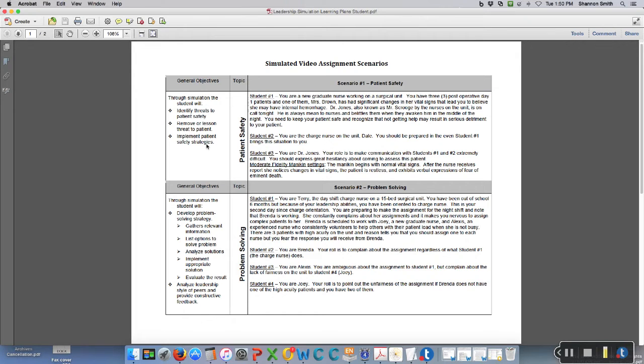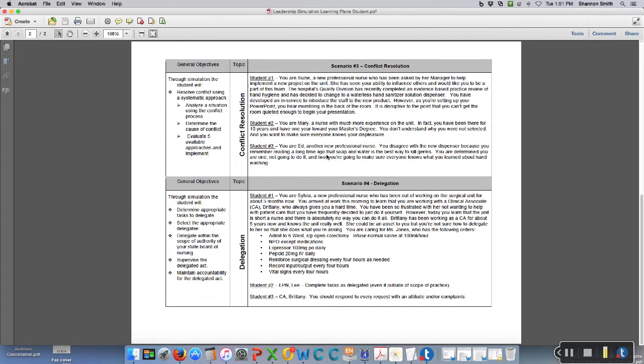And then implement patient safety strategies. So how can you communicate effectively and get this patient what he or she needs? And how can you build relationships with people such that the help you need for your patient arrives quickly to the unit to lessen or prevent harm to your patient?